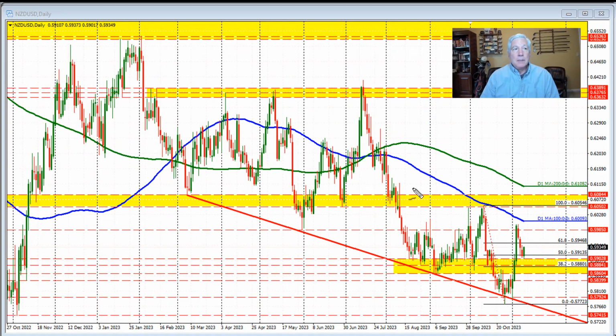I'm going to take a look at the New Zealand versus US dollar. Let's start by taking a look at the daily chart. And what I see on the daily chart is this 100-day moving average. That's the blue line in this chart.